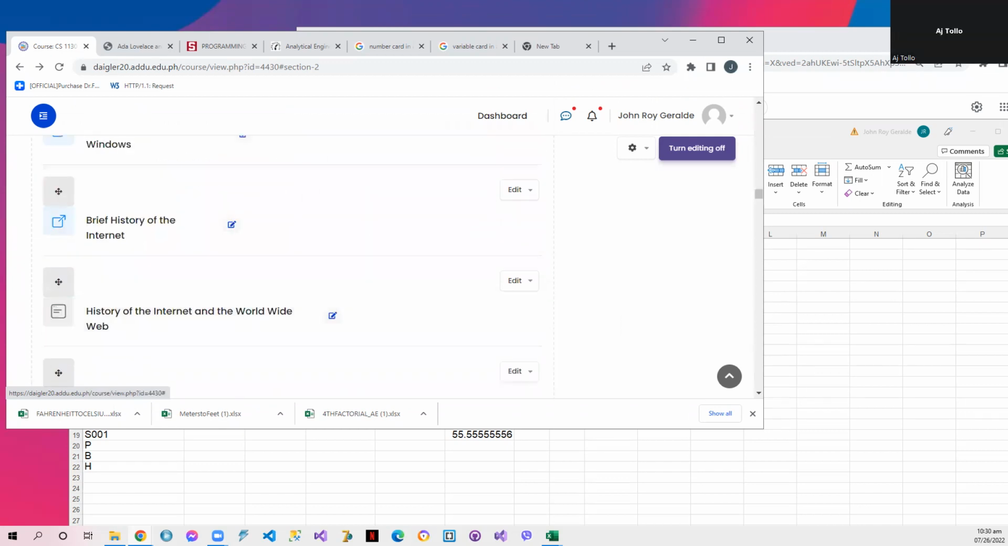Any question? Yes. Ano say function sa PBH? P means print, B means bell, H means halt. Yes, that's the last part of the program, which should always be PBH. Yes. All programs should end with PBH.